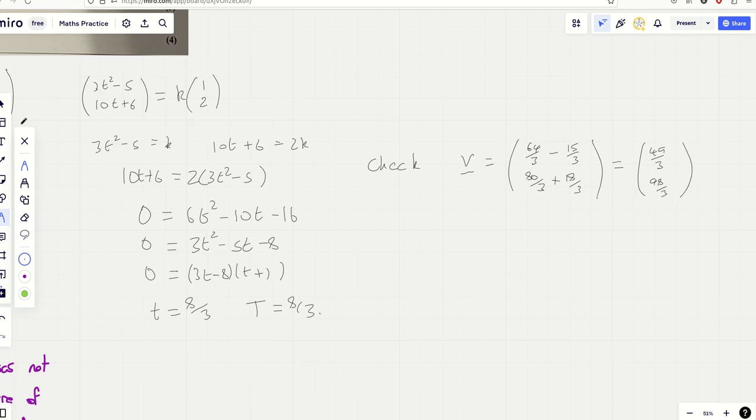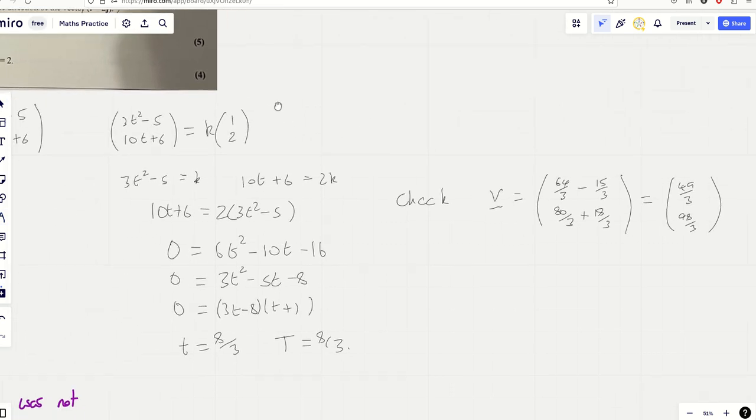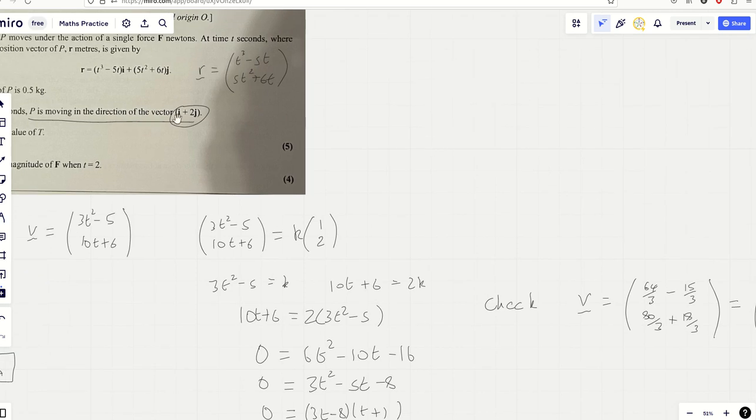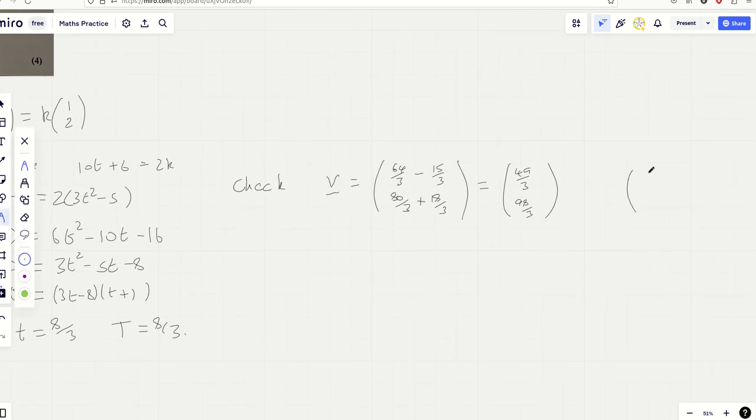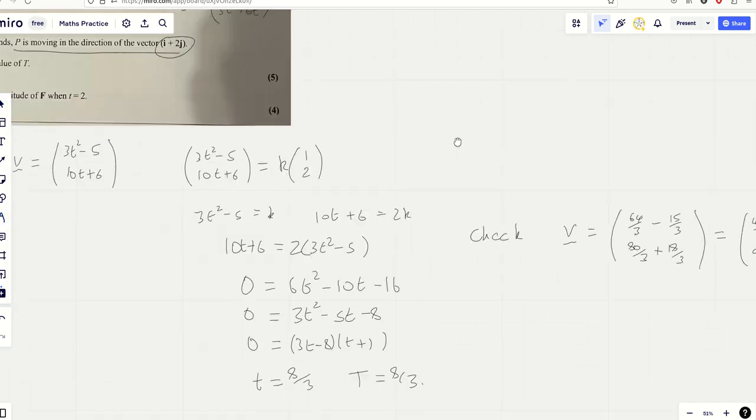Now, have you noticed that the y component there is double the x component? In other words, the j component, sorry, is double, i plus 2j. Is that in the direction of 1, 2? Yes, it is, yeah? And that's just because that one is double that one, yeah? So it's definitely in the same direction. It's a scalar multiple of this. You just need to multiply this by 49 over 3, yeah? So there we go. We got it right.